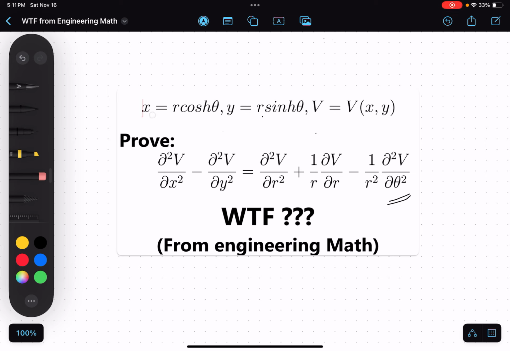The problem basically says that x is equal to r cos theta, y is r sin theta, and v is a function of x and y. That means v is also a function of r and theta, because x and y are expressible in terms of r and theta. You can also see that, right? And we want to prove this.